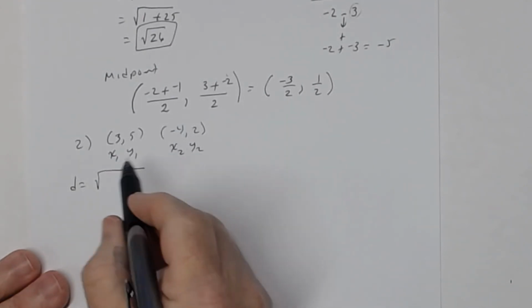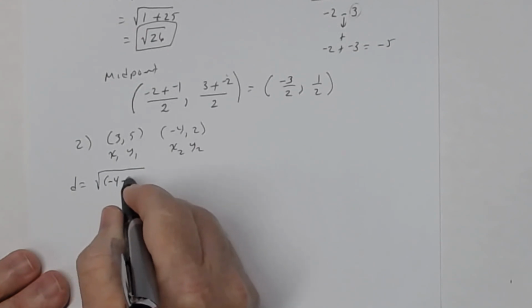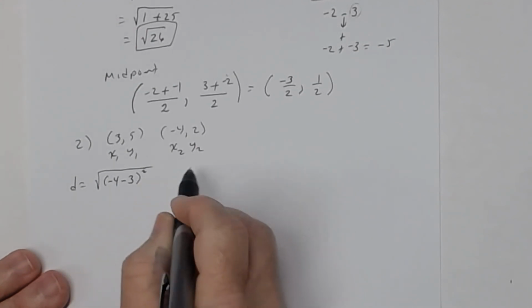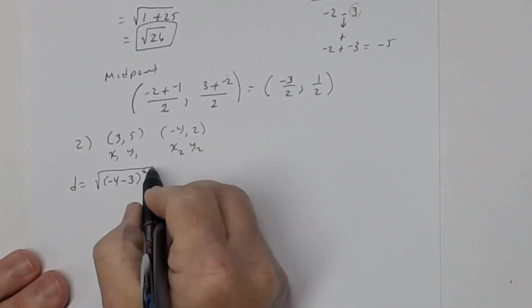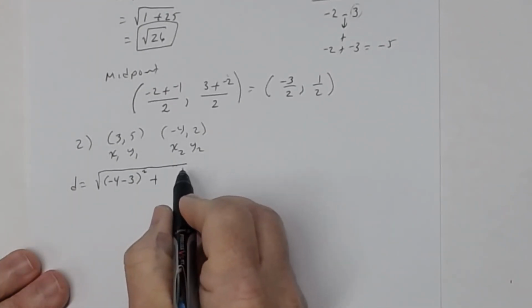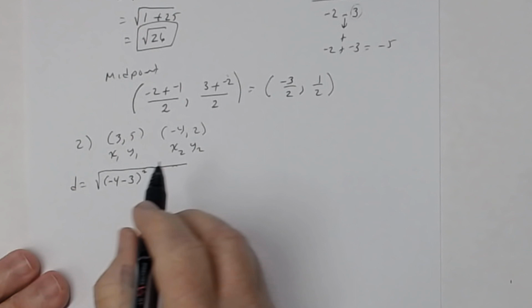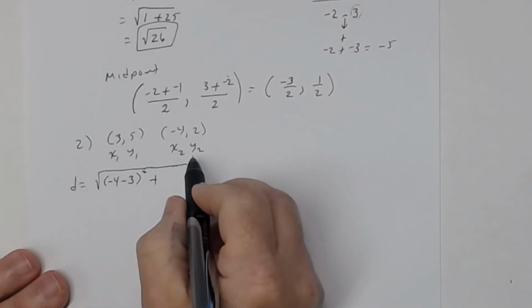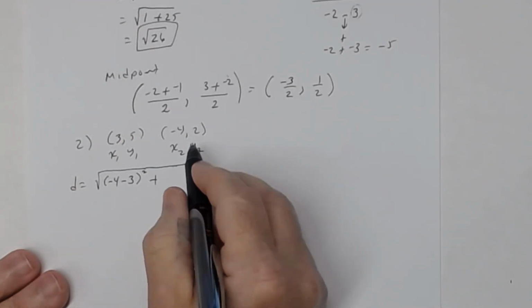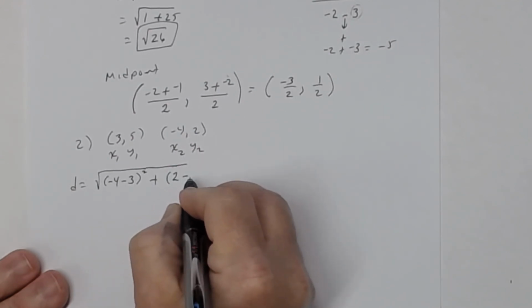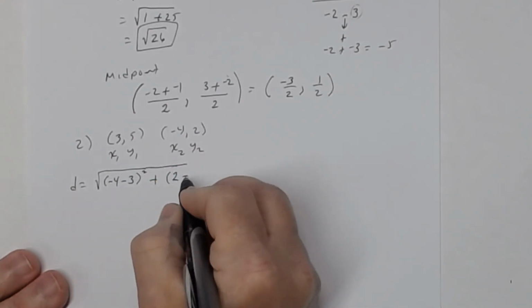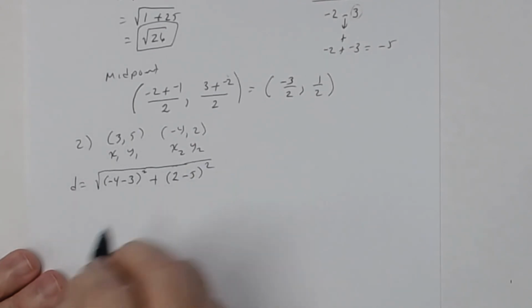So it will be negative 4 in parentheses, negative 4 subtract 3, and you're going to square that. So x2 minus x1. So that's what you see here. Plus, all right, so remember your work. You got to show that work. Plus, and then now you're going to subtract your y coordinates. So let's start with y2 in parentheses, 2 subtract y1, which is 5. And whatever that is, we're going to square it.